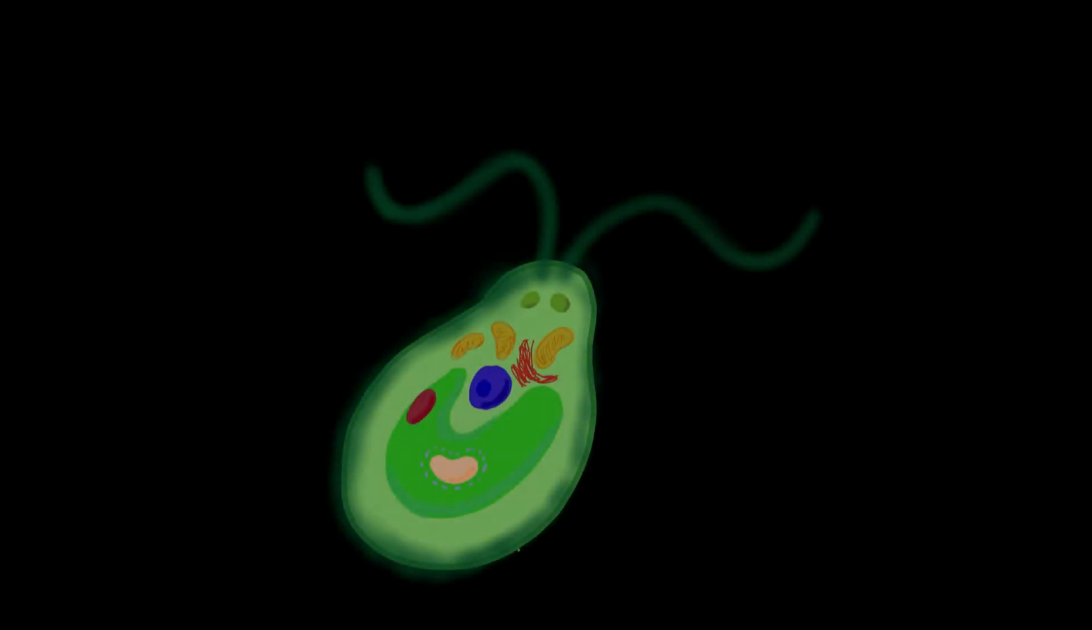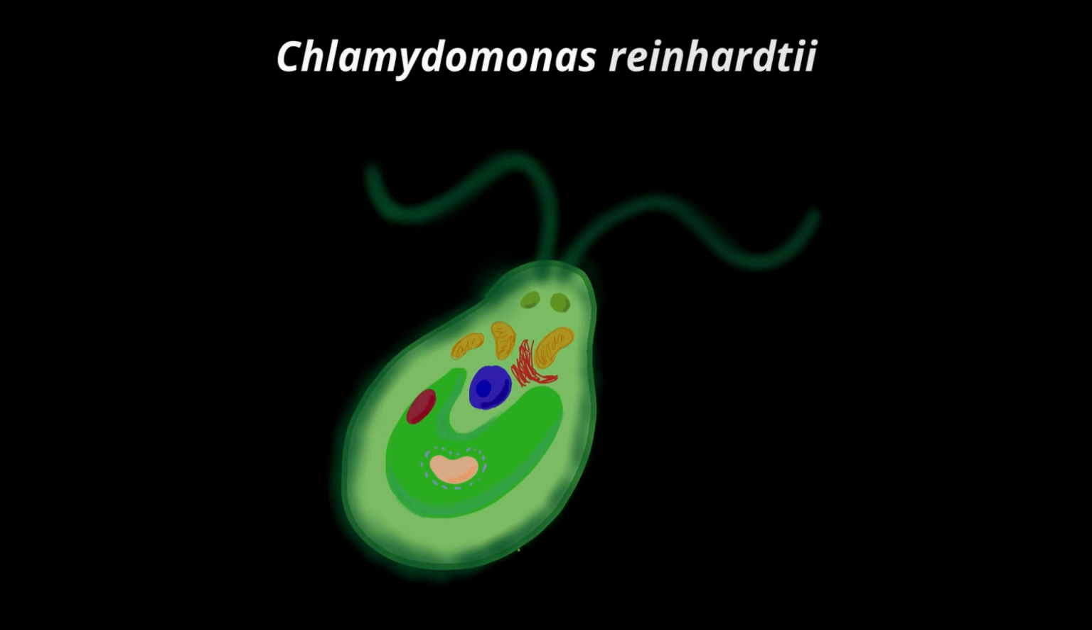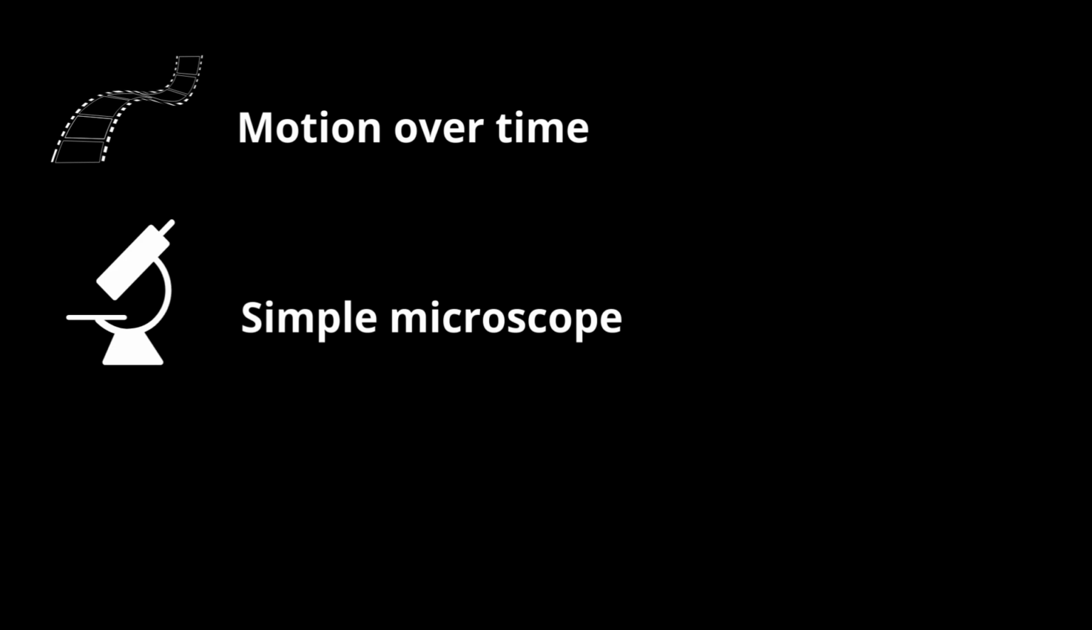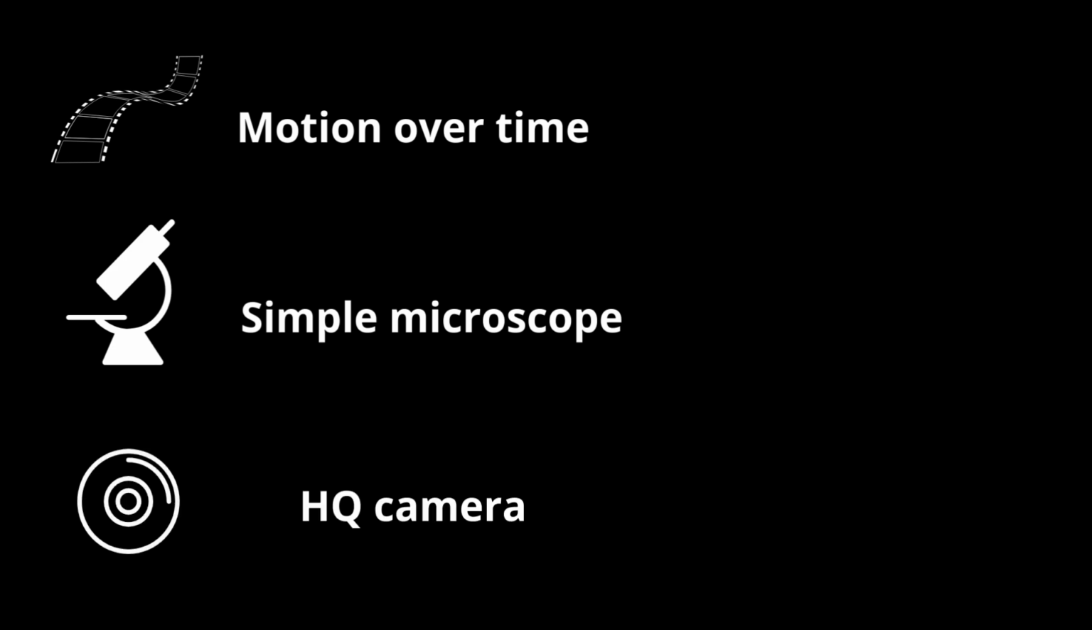To answer this, we will use the model organism Chlamydomonas reinhardtii, a photosynthetic unicellular alga that swims, and we will analyze its swimming behavior. This will be done by recording their motion over time using a simple microscope that we will build, integrated with a high-quality camera. The setup will be low cost and compact, which will allow us to parallelize it to obtain a large amount of data of their positions, velocities, and density.